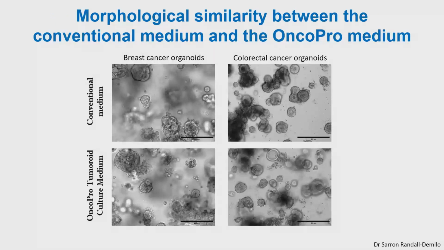Finally, when you look at potential morphological similarities between the conventional medium and the OncoPro medium, they appear to be very similar for breast cancer organoids and colorectal cancer organoids. And I agree with you, these are just pictures of organoids. What we are aiming to do in the future is perform an in-depth characterization of these organoids. First of all, can we maintain the organoids long-term and over multiple passages using the OncoPro medium?